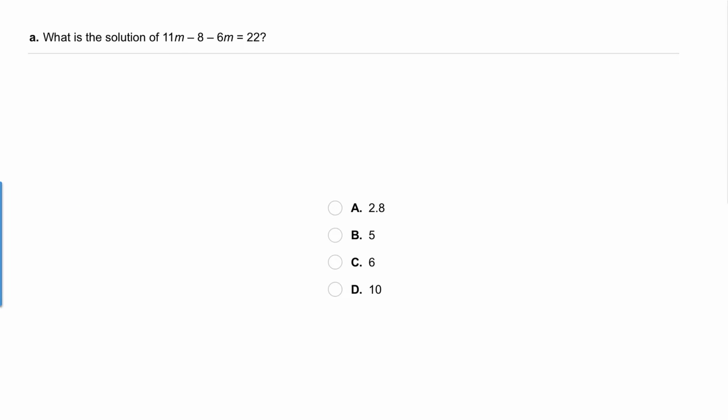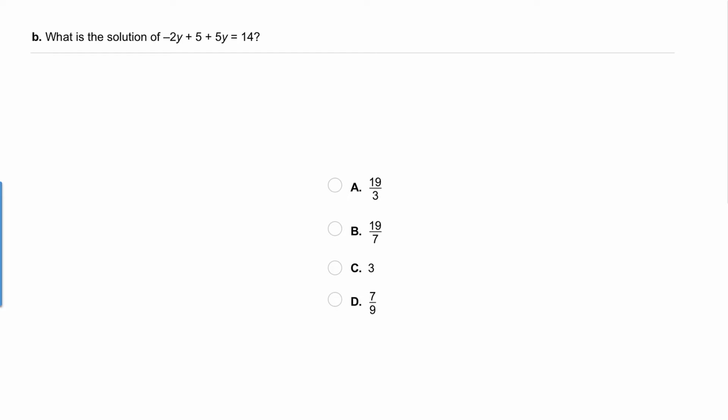Your turn. Part A. What is the solution of 11m minus 8 minus 6m equals 22? Part B. What is the solution of negative 2y plus 5 plus 5y equals 14?